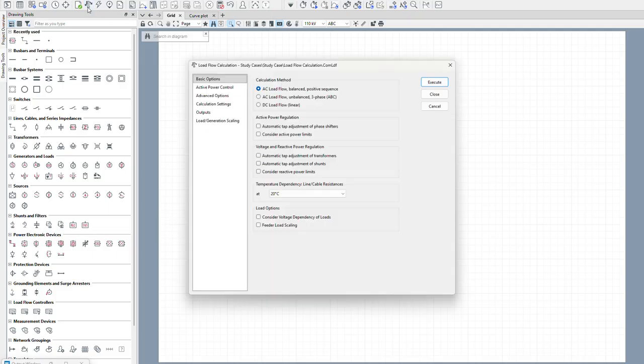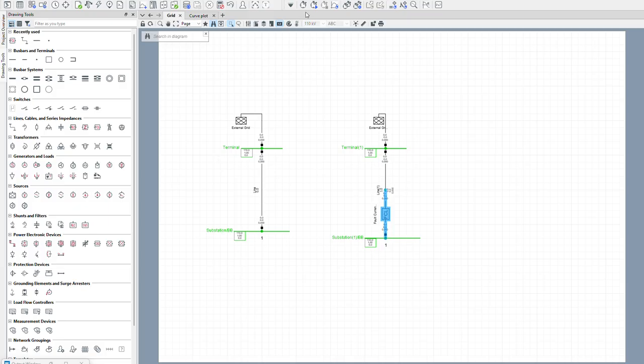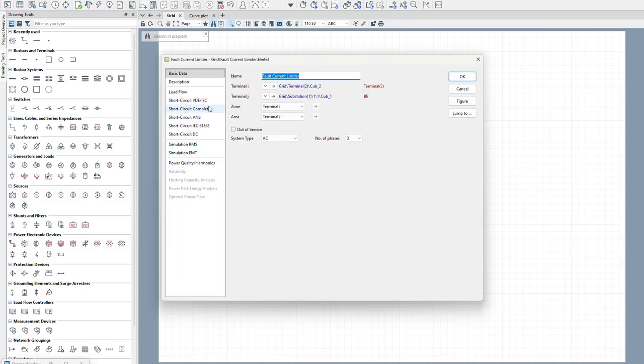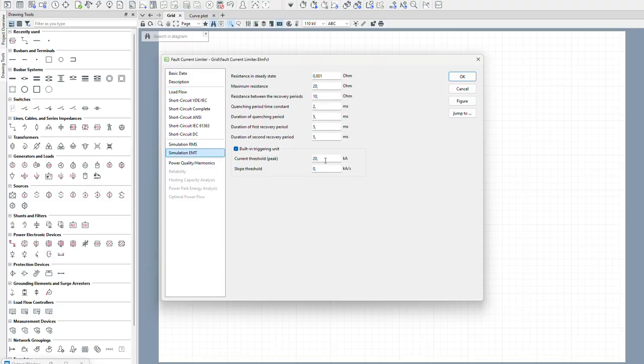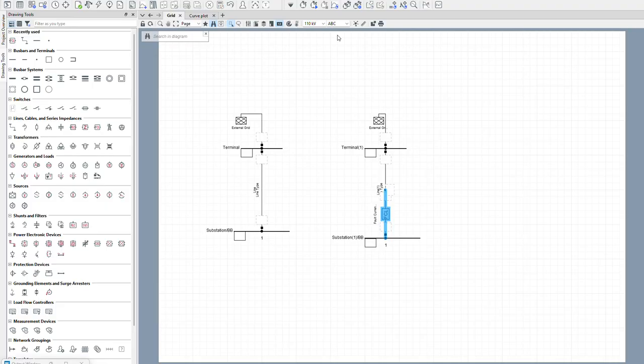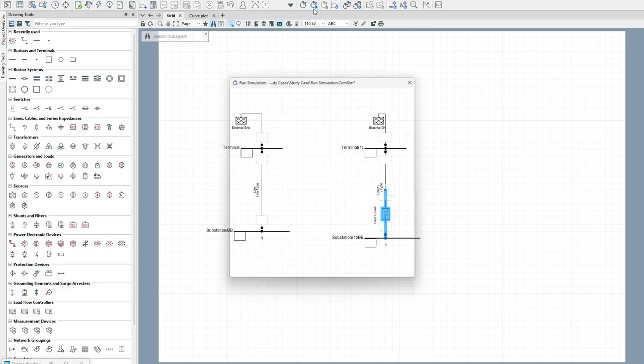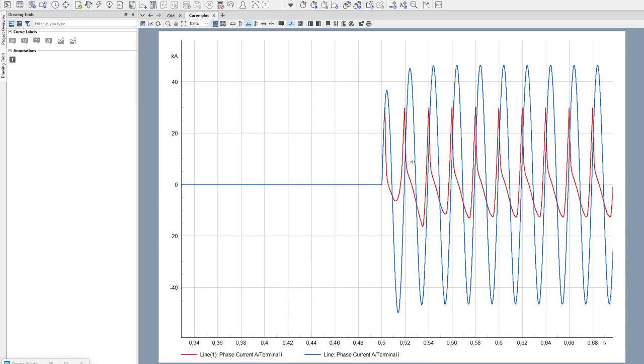Also, if you run a load flow, and here if you make the initial condition, here you can also see how much the fault current is. For example, it is 32 kiloamp, and here it is 5 kiloamp. You can even increase and reduce it. For example, if I make it 30 kiloamp, we can see it is now more uniform, more repeated.